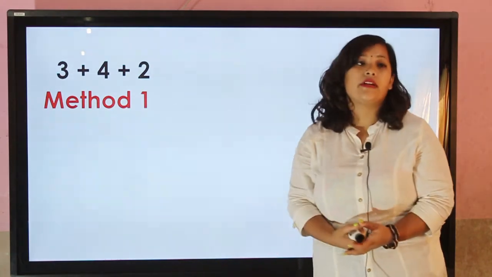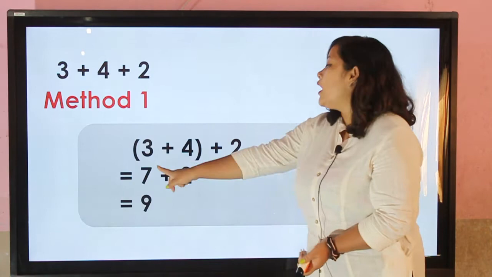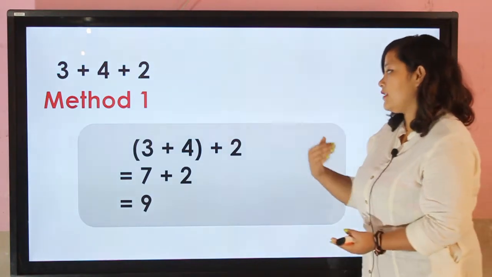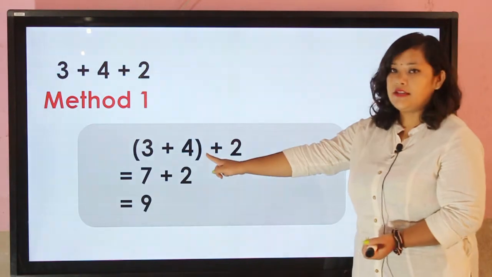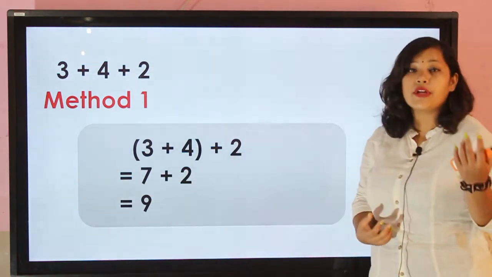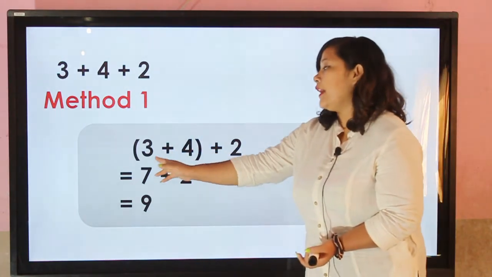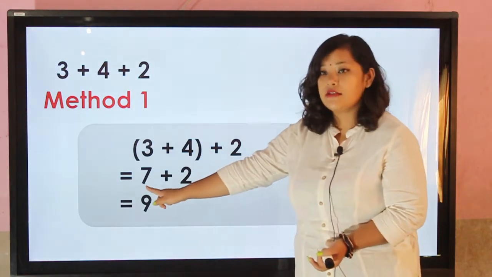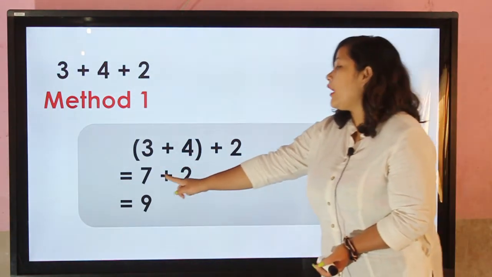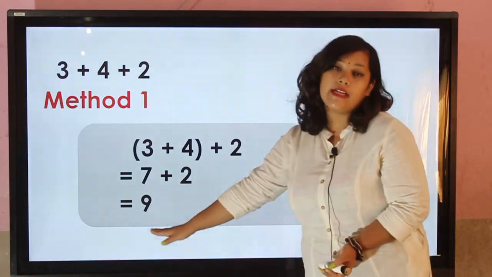Here we have the question 3 plus 4 plus 2. Let's do it by using method 1. In method 1, we have to add the first and second number, isn't it? Yes. So we are going to add 3 plus 4 first. If we add 3 plus 4, then we will get 7. So now we are going to add 2 with the sum of 3 plus 4. 7 plus 2 equals 9. This is the sum of 3 plus 4, and we add the third number, that is 2, with the sum. If we add 7 plus 2, we will get 9.